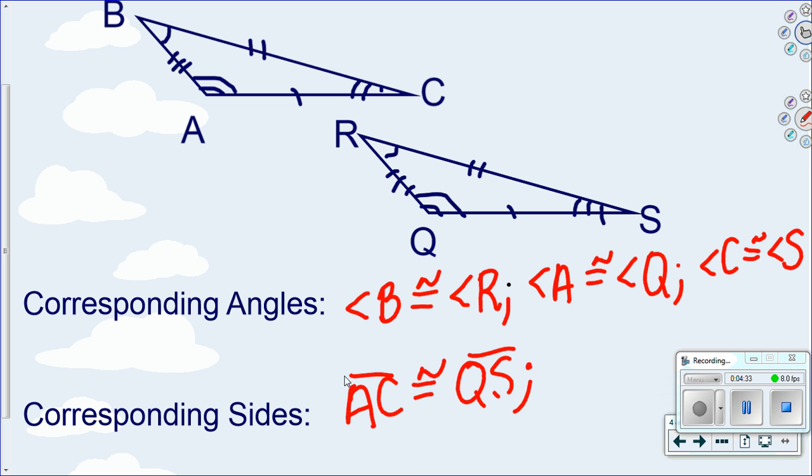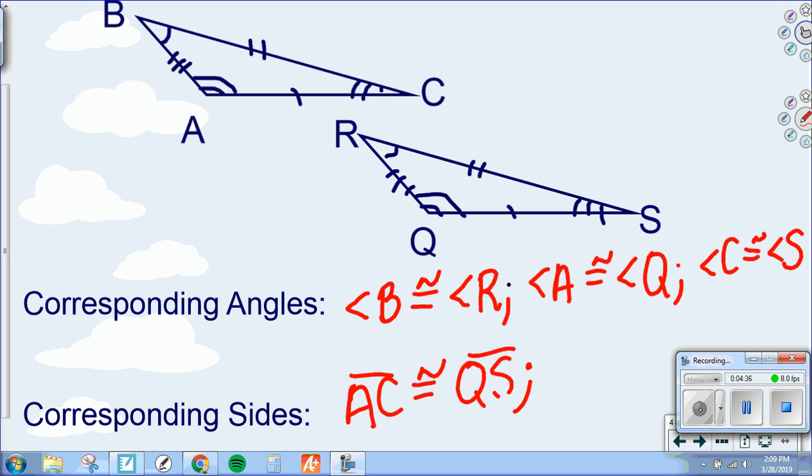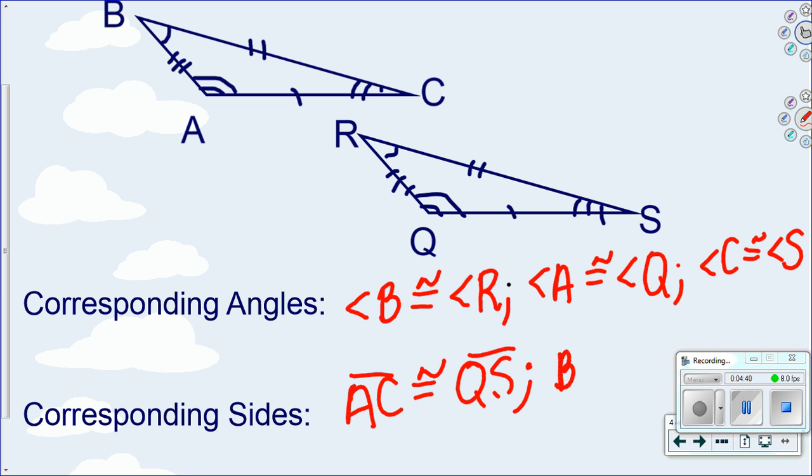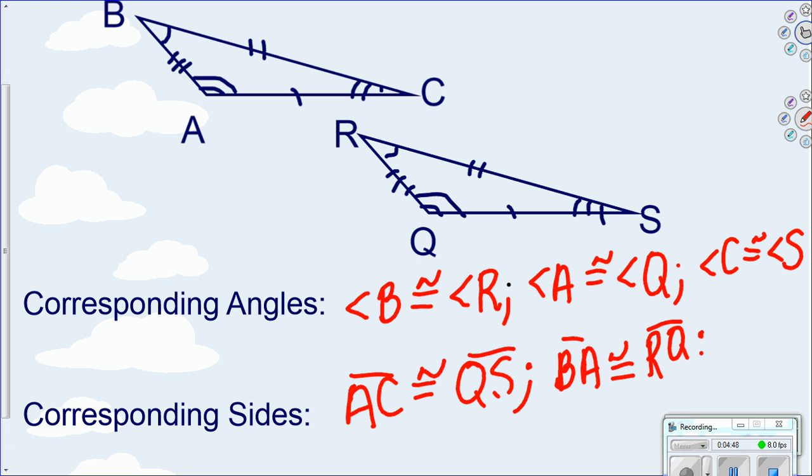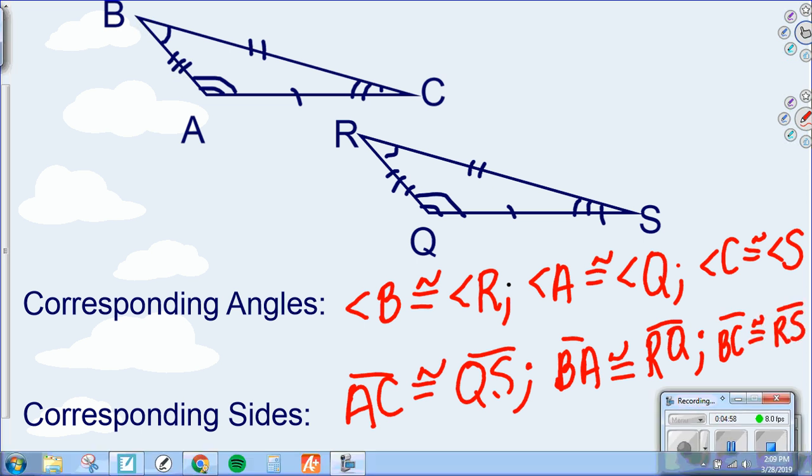Okay? What's another pair, Amreen? Angle B and A is congruent to R and Q. So we said line segment BA is congruent to RQ. Very good. And what is our last one? Isabel? BC is congruent to RS. Very good.